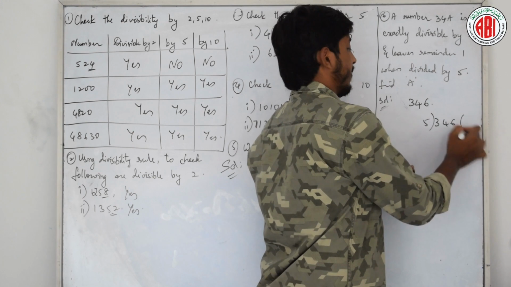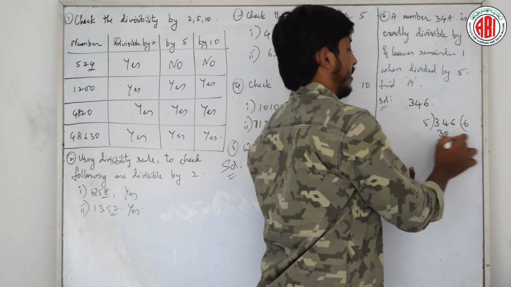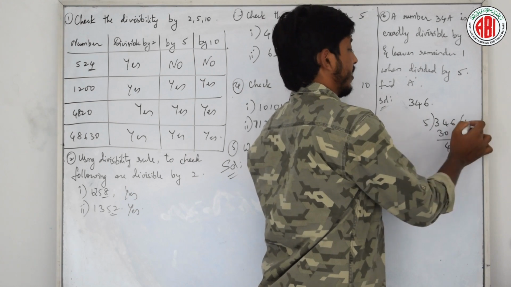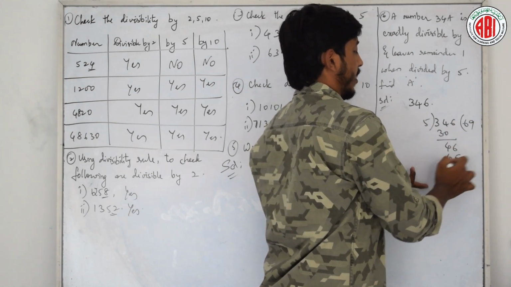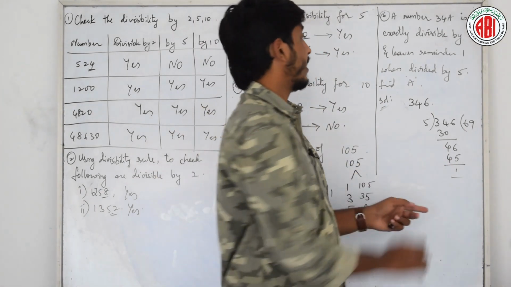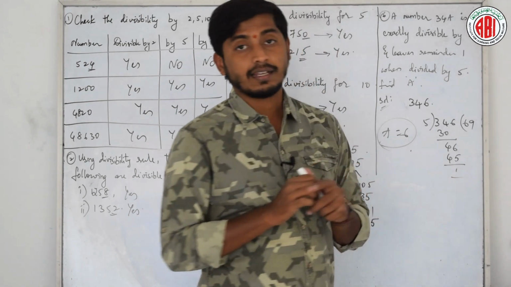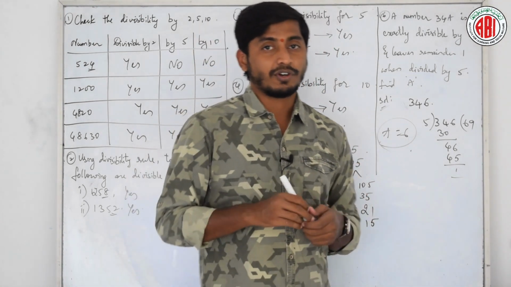Now check. 346 divided by 5. 5 sixes are 30, 46 is left, 5 nines are 45, 1 is left, 1 is the remainder. Clear? Therefore, A is 6. Clear? Shall we do a few more concepts?